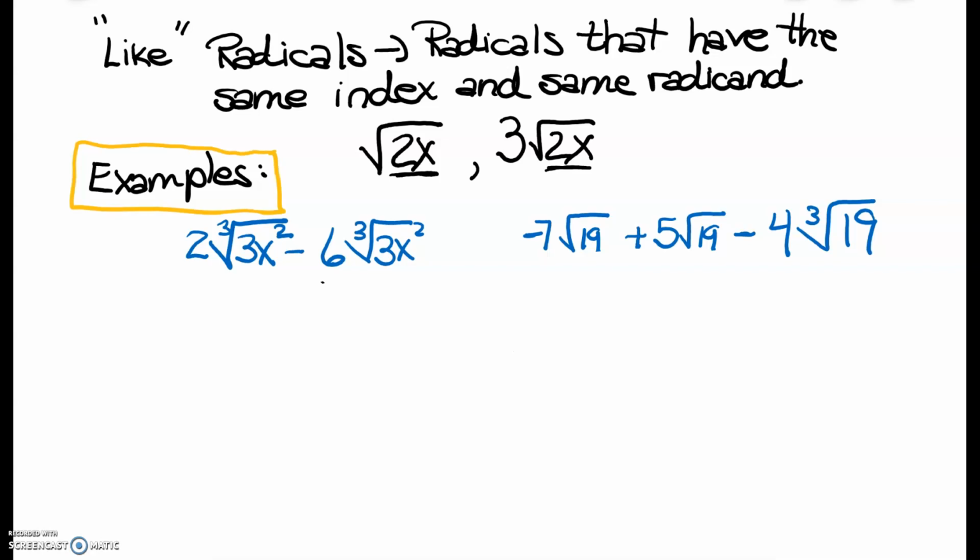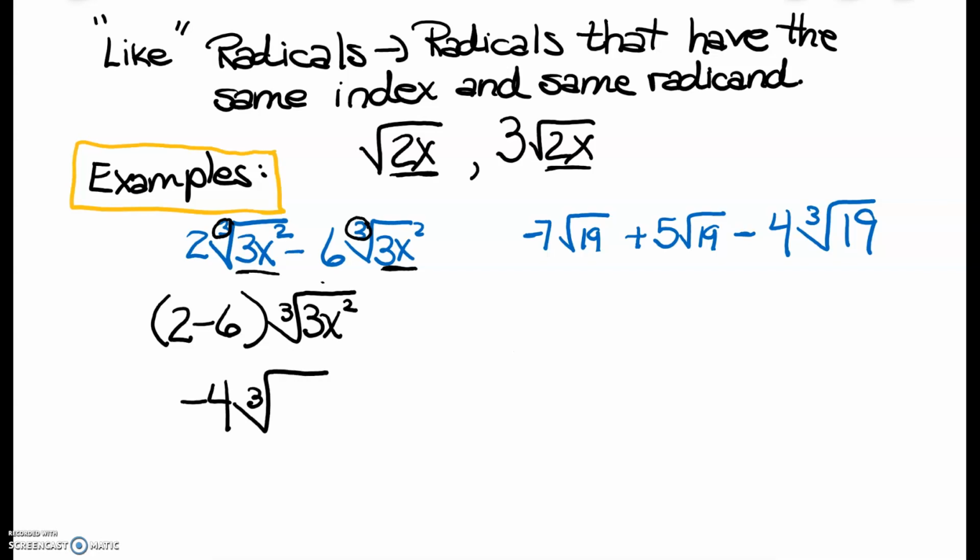You can notice in the very first example that the index is 3, they are both cube roots, and their radicands of 3x squared are the same, so these radicals are like radicals. So in order to subtract them, we subtract the numbers that are in front of them, like this. 2 minus 6 is negative 4, cube root of 3x squared. That is our final answer.